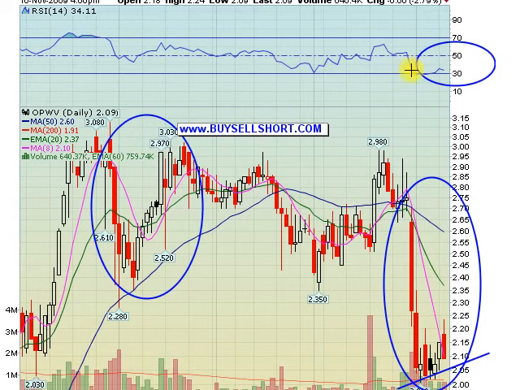RSI, easy version, down here around 30 is oversold, up here around 70 is overbought. 50, whenever you see the line moving up through 50, it's bullish. When it's moving down through 50, it's bearish.